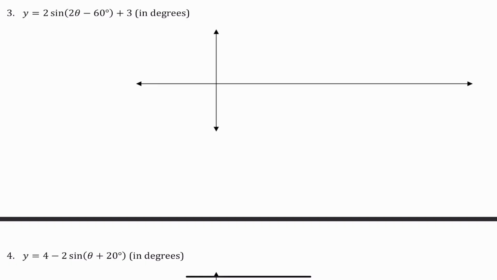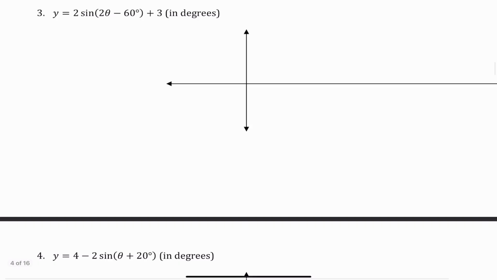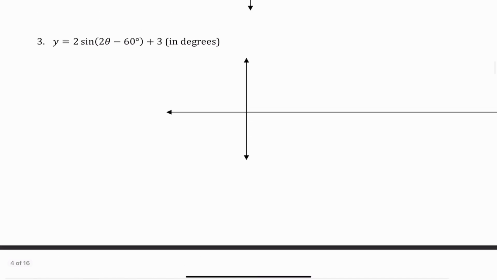So what we have here is a function. It's a sine function. And hopefully we all remember our generic equation: y equals a times sine b of x minus c plus d. This could be sine or it could be cosine. It does not really matter. The equation is going to be the same.